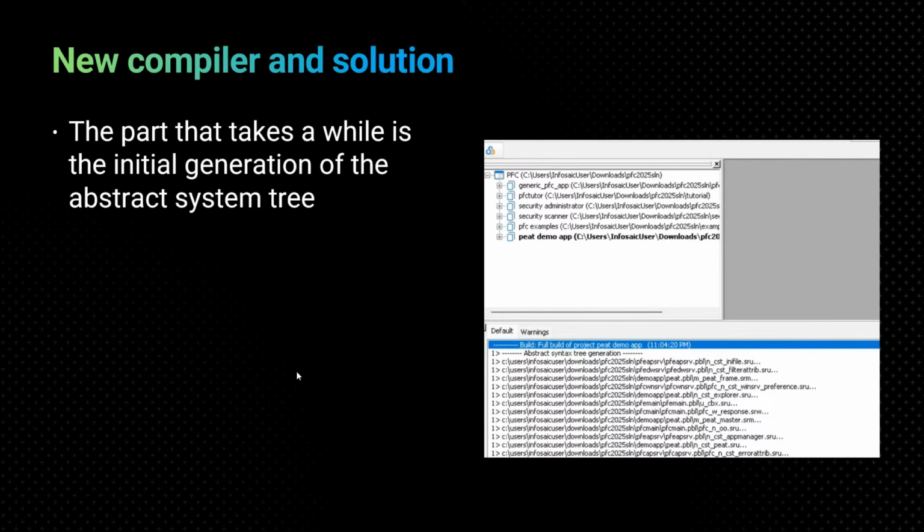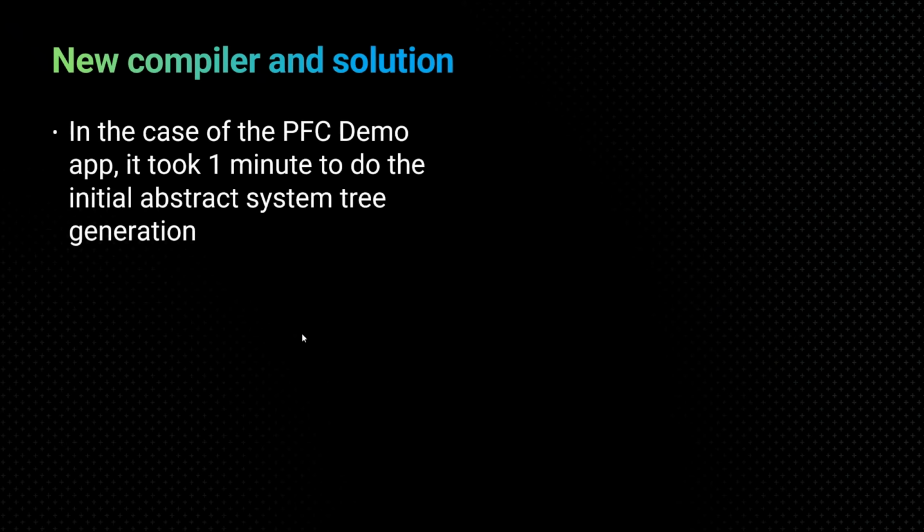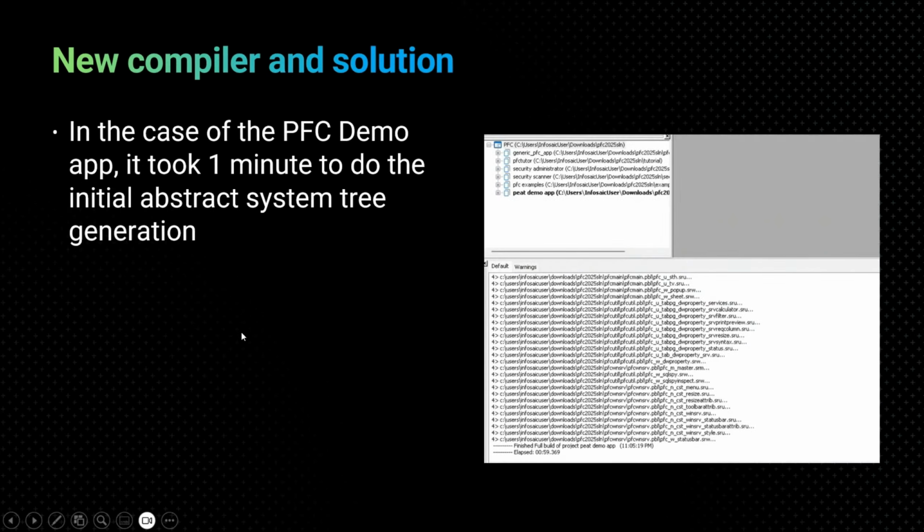That's a one-time process, so you'll do the migration. PowerBuilder will come back up with now it's in the solution format. So that's now the solution. These are now the projects. But you'll see this cranking away for a while. And that's the first time through when it generates the abstract system tree. My example here, I was doing this for the PFC demo app. It took 1 minute to do the initial abstract system tree generation. So not a whole lot of time still, but it's not instantaneous.